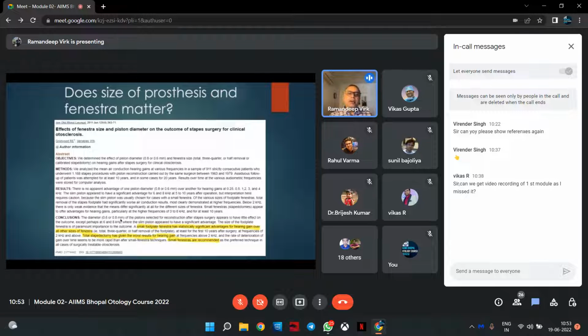So this was an article on the effects of fenestra size and piston diameter on the outcome of stapes surgeries for clinical otosclerosis. In this, they have said that a small footplate fenestra has statistically significant advantages for hearing gain over all other sizes of fenestra. All other sizes would mean a stapedectomy, that is complete removal, a half removal, or a 1/3 removal. Many surgeons would remove half of the footplate. So a small fenestra created either with a conventional instrument, a skeeter, or a laser has better hearing outcomes, and small fenestras are recommended for surgery.